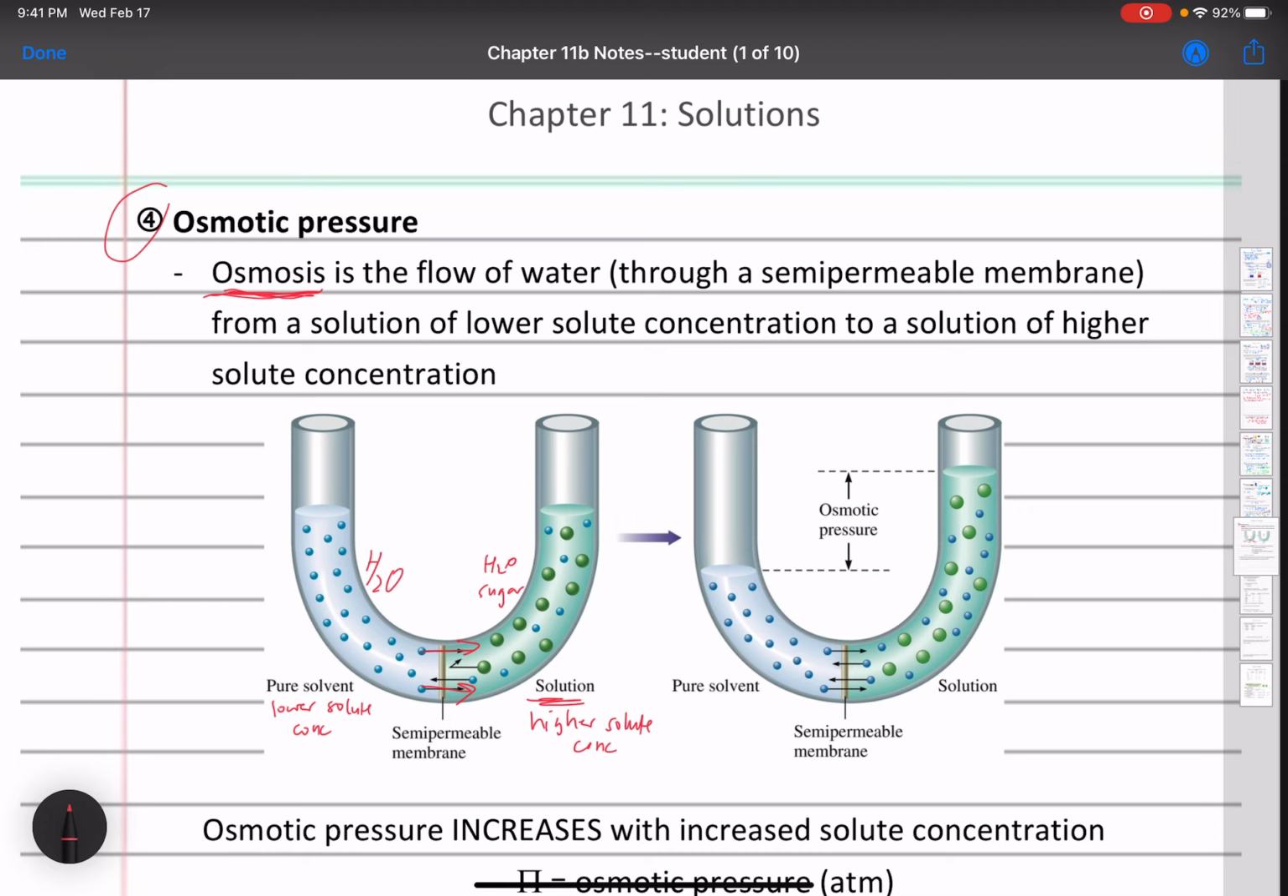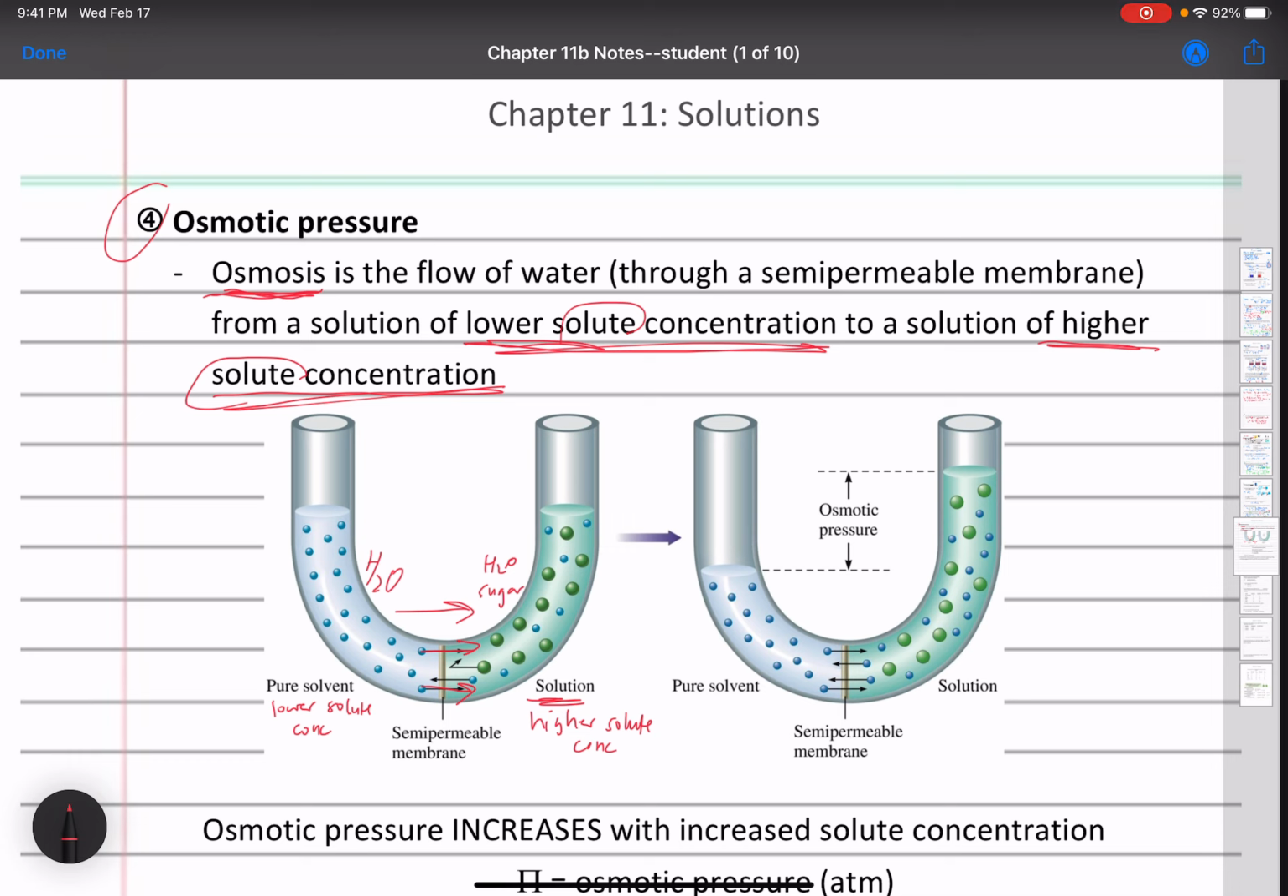But we tend to talk about things by their concentration. So osmosis often sounds like the opposite of diffusion, because it's going from the solution of lower solute concentration to the solution of higher concentration. When you have pure water and a solution next to it, water is going to move towards the higher concentration solution. I think of it as the water trying to dilute it. They're trying to equilibrate, to get to equal concentrations.